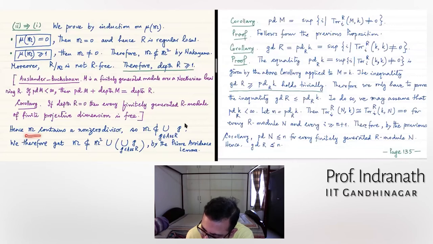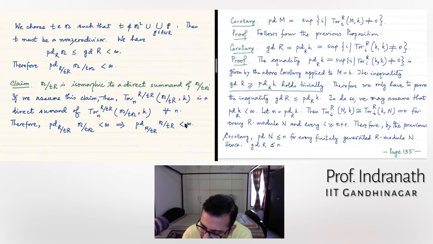So therefore, M contains a non-zero divisor. Okay, and therefore M cannot be contained in this union of all these associated primes. Fine, and therefore M cannot be contained in this bigger union also, that is the prime avoidance, because you know that M is not contained in M square, M is not contained in this, therefore you have this. Once you know this, now A is a non-zero divisor, therefore you choose a T in M such that T is not here. If T is not here, therefore T must be a non-zero divisor. That's clear, right? Okay, because your zero divisors are sitting inside.